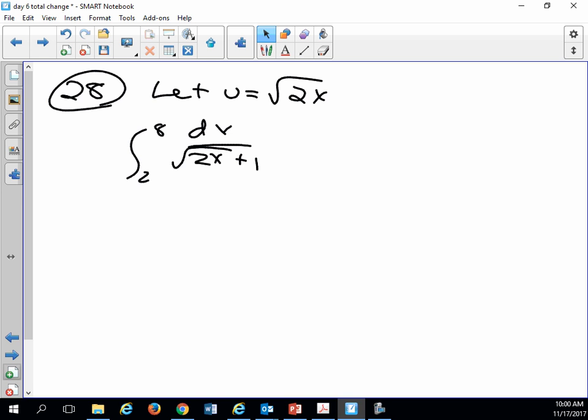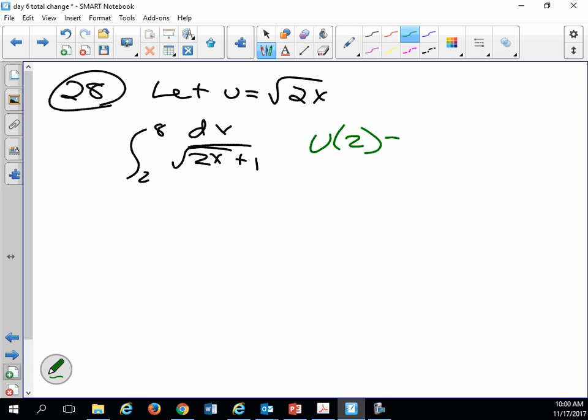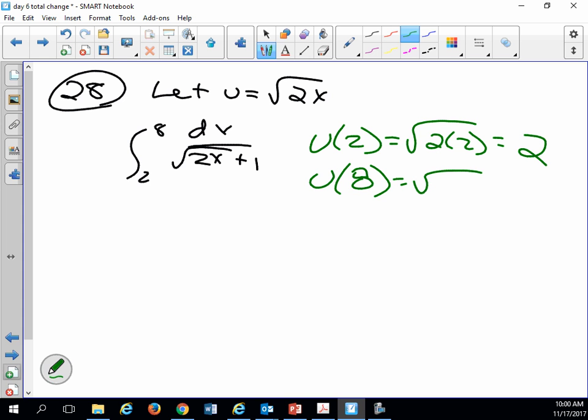Oh, so Emma said I need to plug in u of 2, which is the square root of 2 times 2, which is 2, and u of 8, which is the square root of 2 times 8, which is 4. That eliminates 2 of the answers. That's really nice. I didn't do a whole lot of math. I just recognized that I need to change my limits, so 2 of my 4 answers are now eliminated. Makes it easier if I'm not totally sure of what I'm doing.